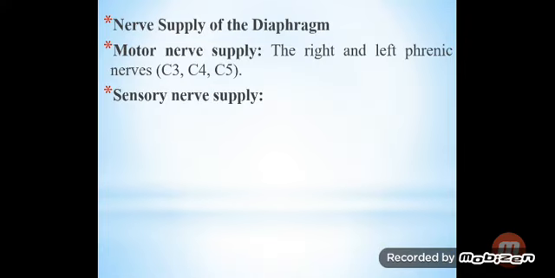The nerve supply, how's the innervation of the diaphragm? It has motor and sensory innervation. The motor of the diaphragm is always from the phrenic nerve. Right phrenic nerve, left phrenic nerve, which originated from C3, C4, C5, they give motor innervation to the diaphragm.